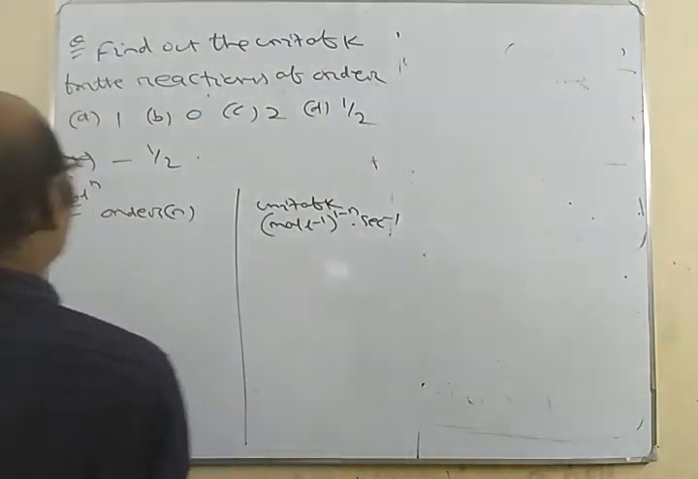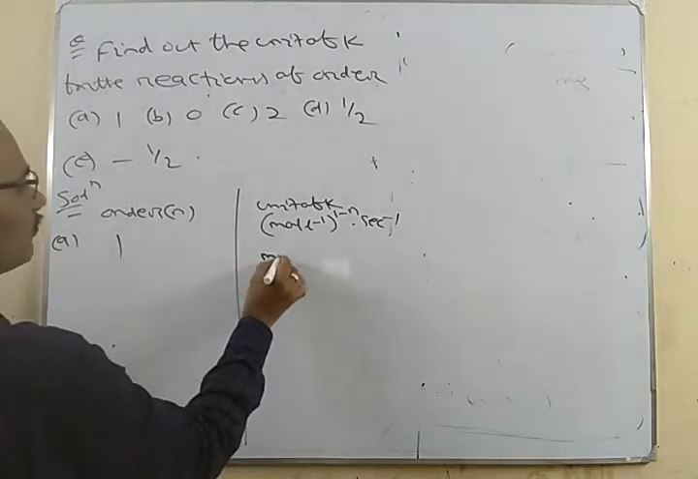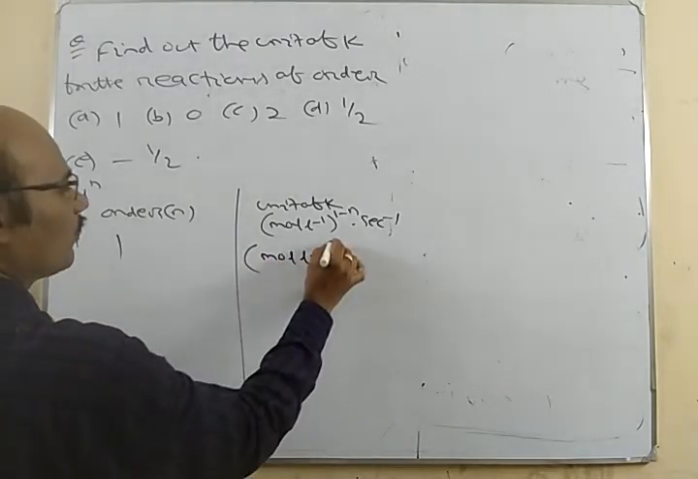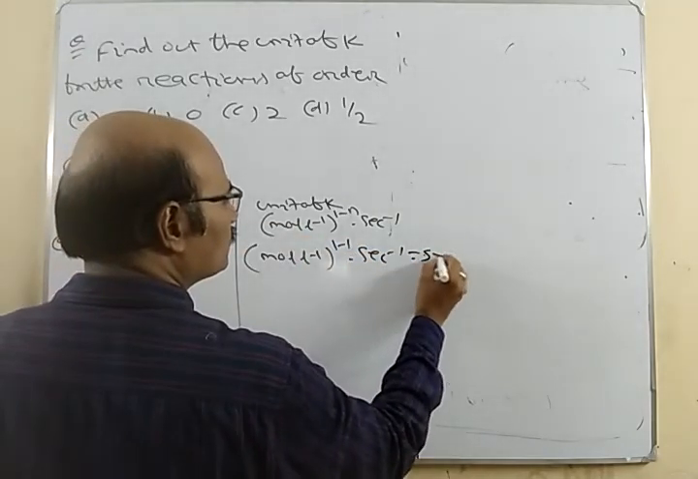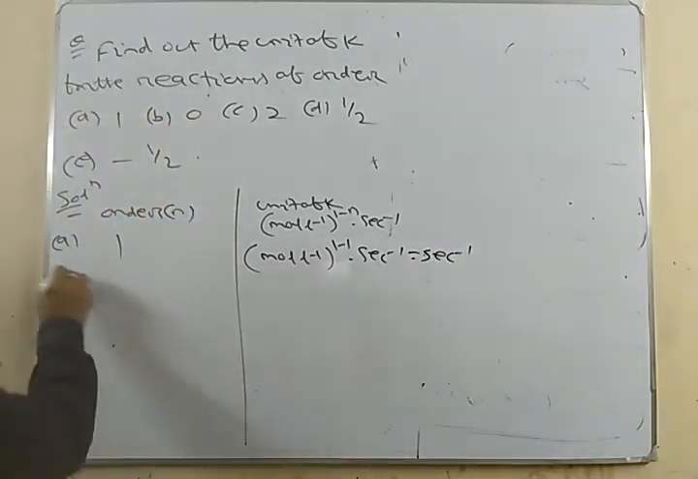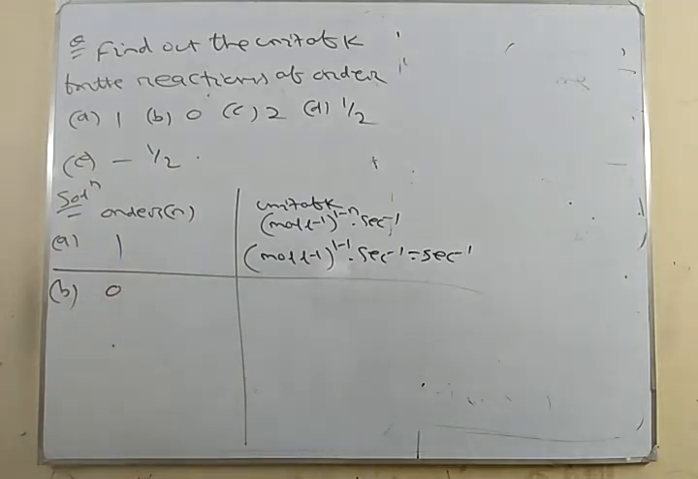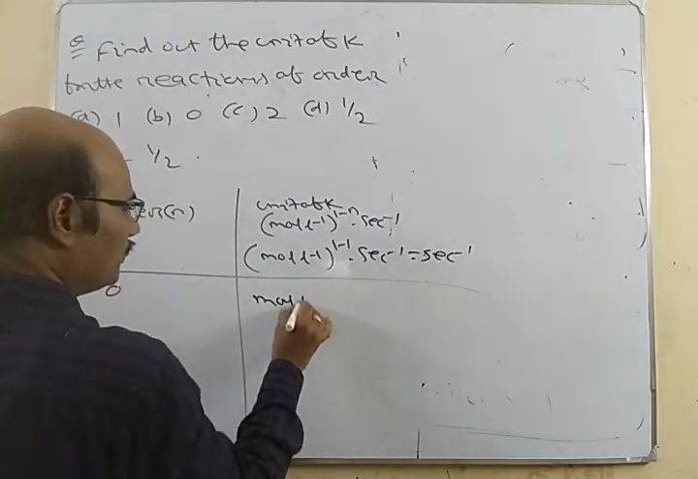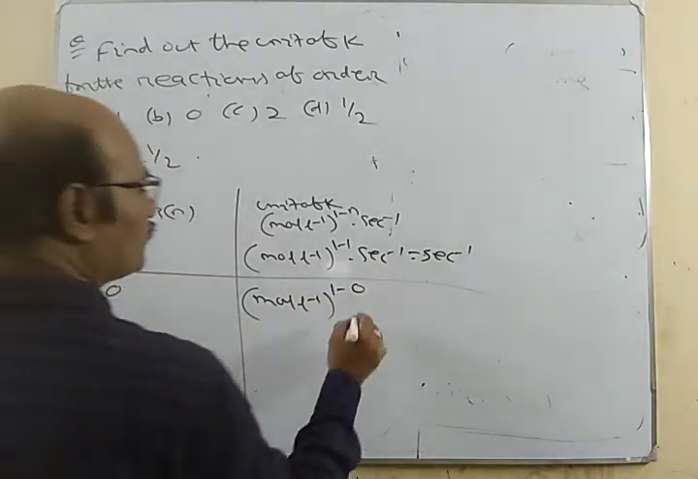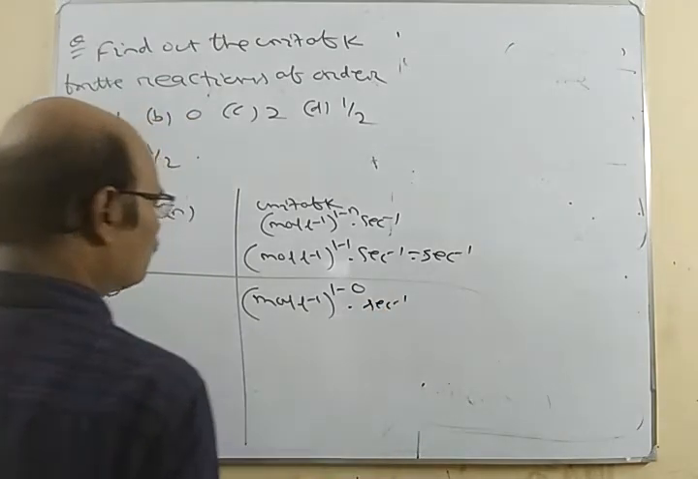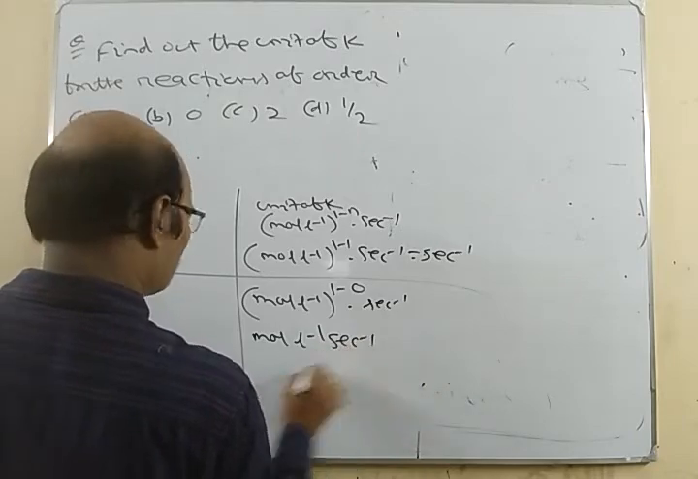So here, if I take order A, the order is 1. The unit is mole liter inverse power 1 minus 1 into second inverse, which is second inverse. Here for B, order 0: mole liter inverse power 1 minus 0, into second inverse. That is mole liter inverse second inverse.